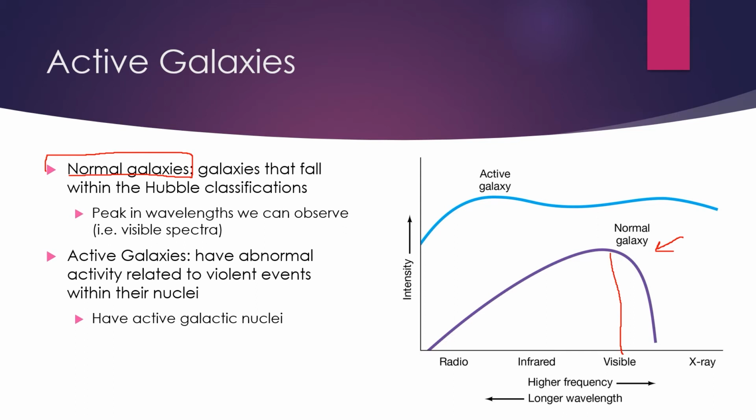Whereas active galaxies are a little bit stranger. They have higher luminosities. They're much brighter. They cause their spectra to differ significantly from said normal galaxies. And they have abnormal activity related to violent events occurring in or nearby their galactic nucleus. Basically, they have very active galactic nuclei. In the graph here, we can see normal galaxies peak at the wavelengths we can see, so the visible frequency, whereas active galaxies do not actually have this peak. They kind of just flow along doing their thing.